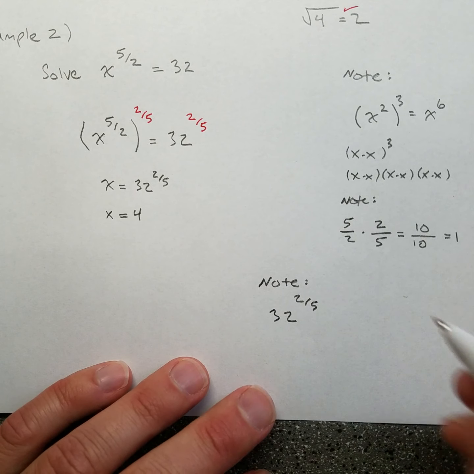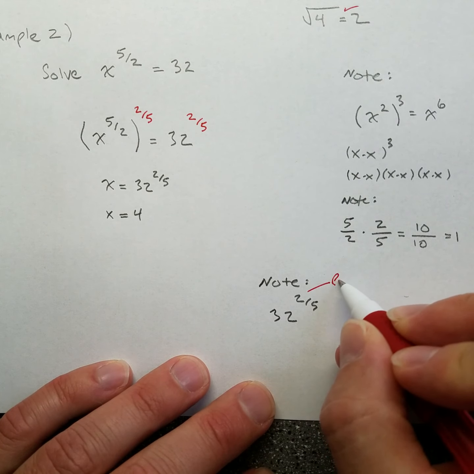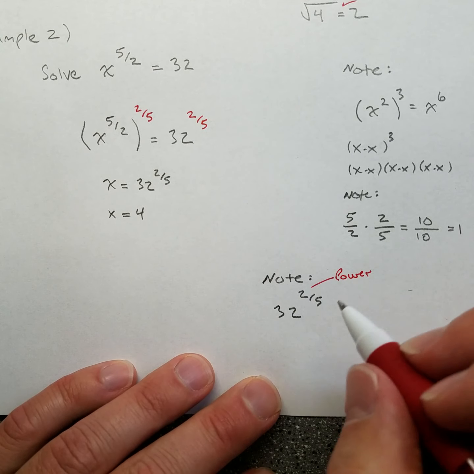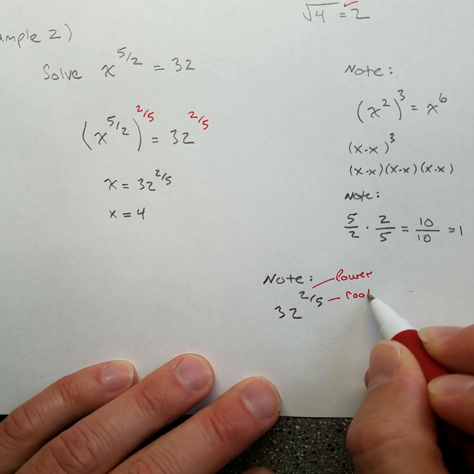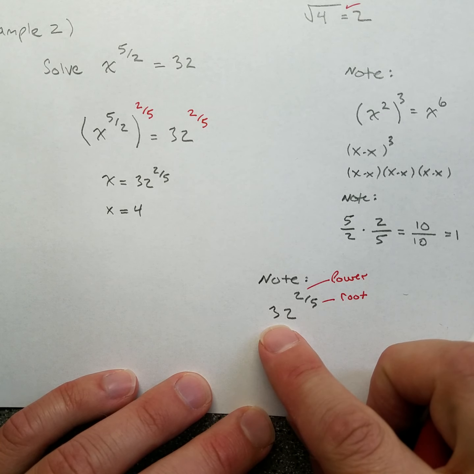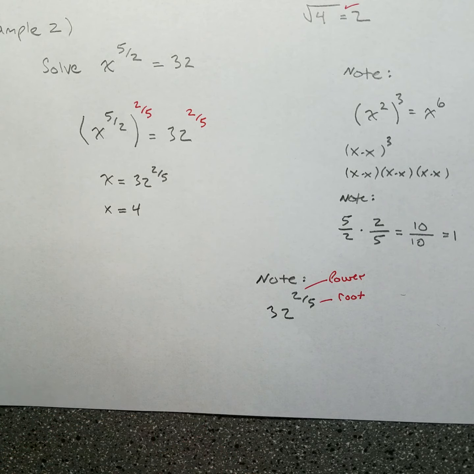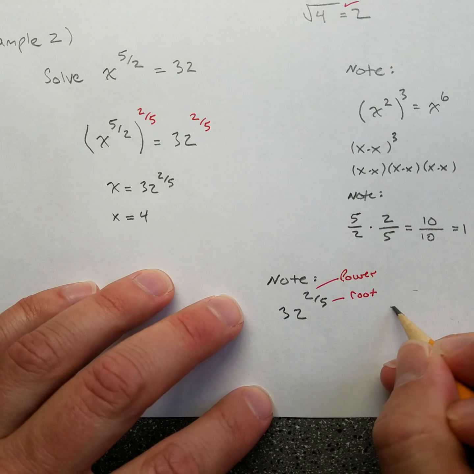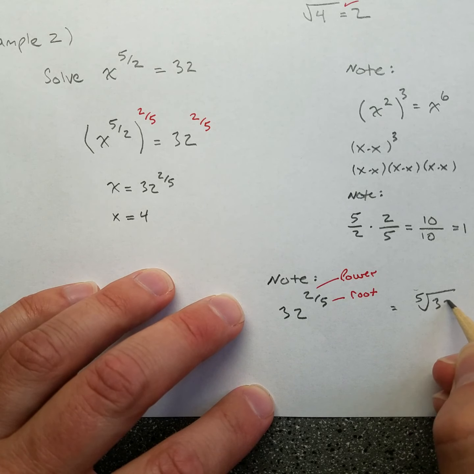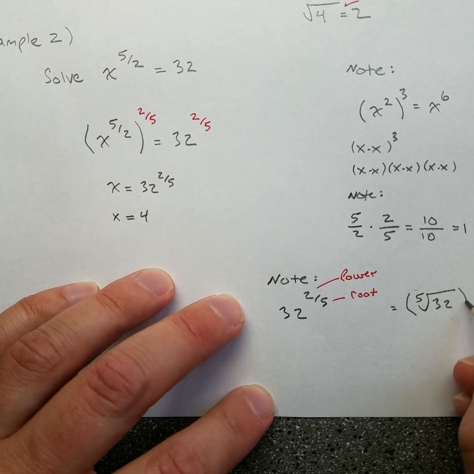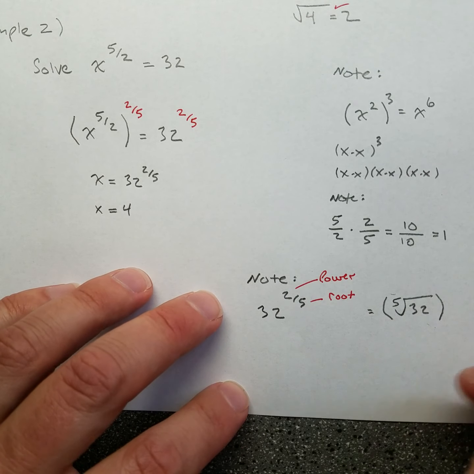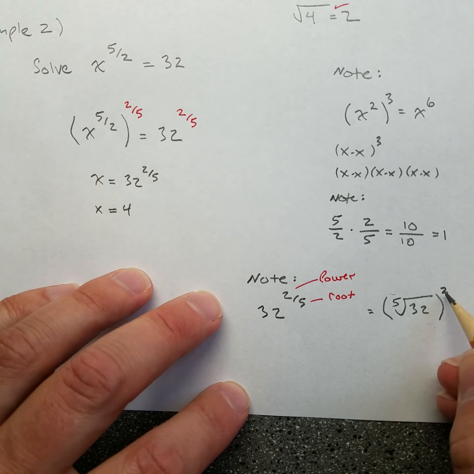Well, each of these numbers is applied individually to the 32. The 2 will be the power, and the 5 will be the root. And you apply them one at a time in whatever order you want. So we could do it like this. Here's what this means: the 5th root of 32. I'm going to do the 5th root first, and then to whatever that is, I'll take that to the 2nd power.